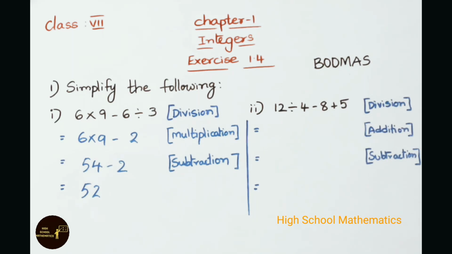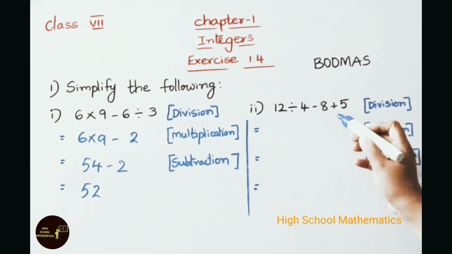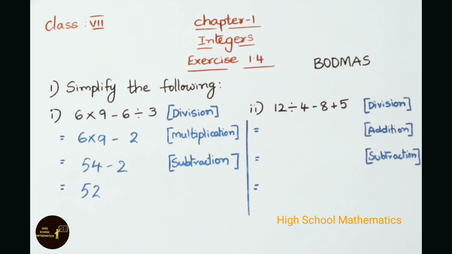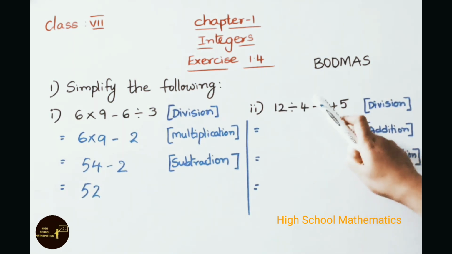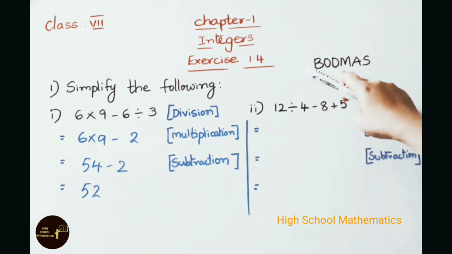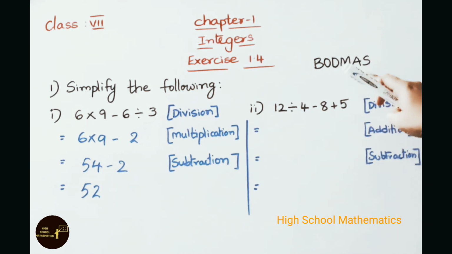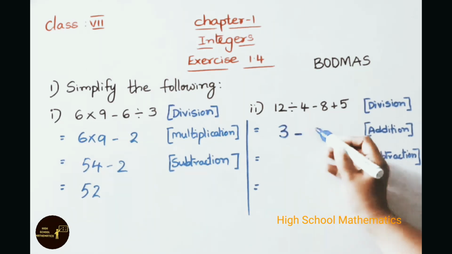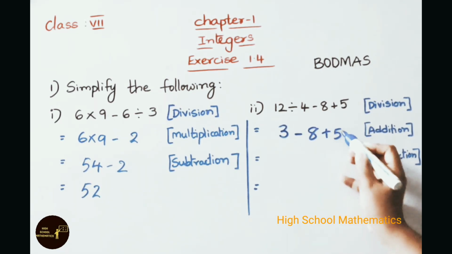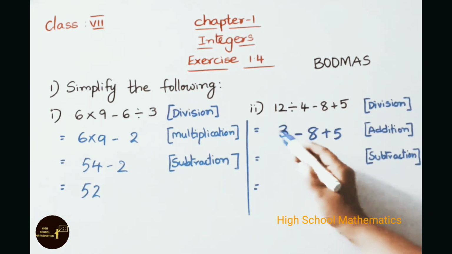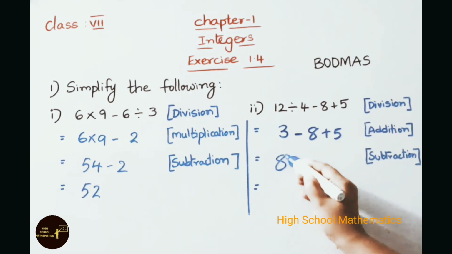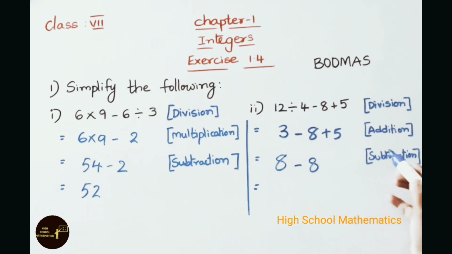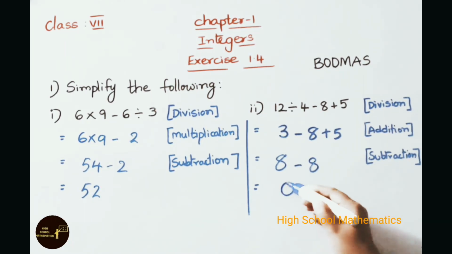See now second sum, 12 divided by 4 minus 8 plus 5. Here the operations are division, subtraction and addition. So first we have to do division, then after that addition, then after that subtraction here according to the BODMAS rule. So let us do division. 4 table 12 is 3 times, then minus 8 plus 5. Now we have to do addition. Plus 3 and plus 5, that is 8, minus 8. Now let us do subtraction. 8 minus 8 is 0.